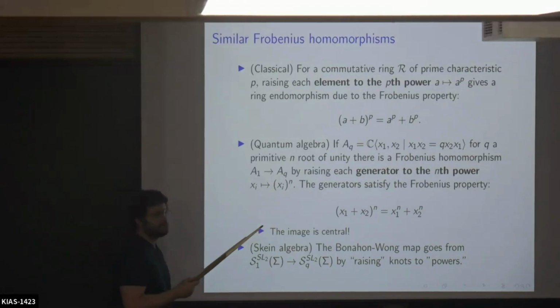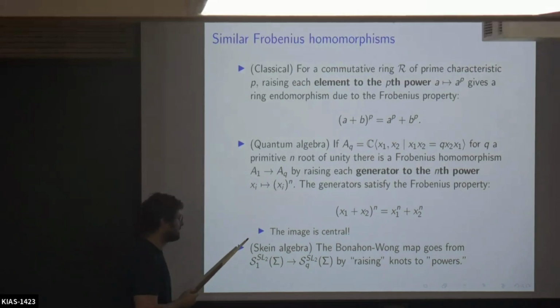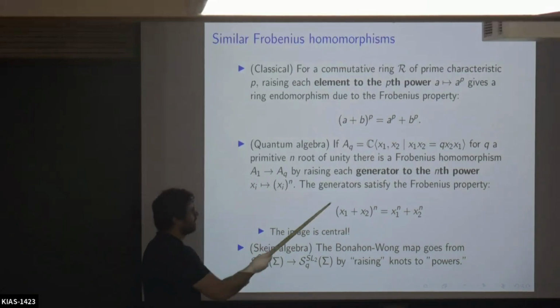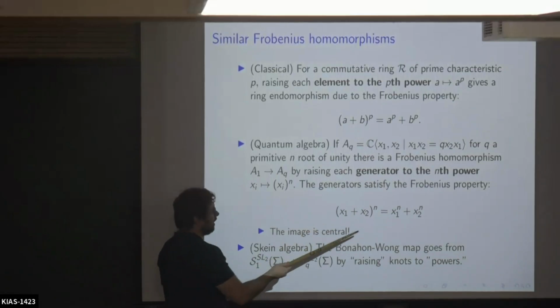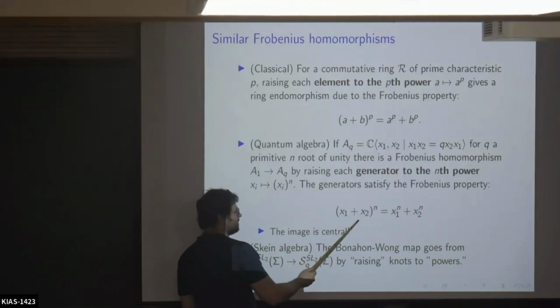And then you don't take arbitrary elements to a power. You just take these two generators. You define it by raising these generators to the nth powers. And this will also be a well-defined homomorphism. It's due to this Frobenius property that it doesn't hold for arbitrary elements. It just holds for the two generators.